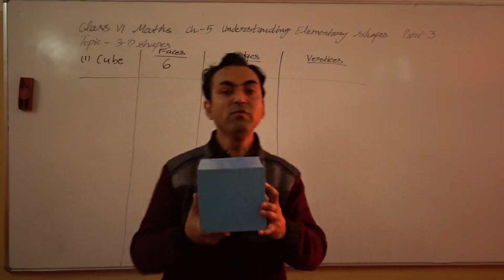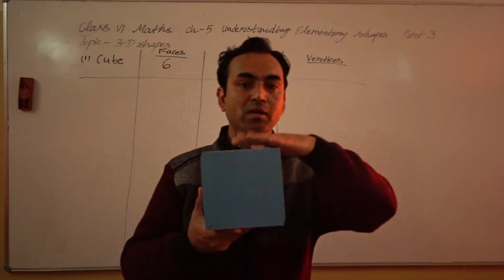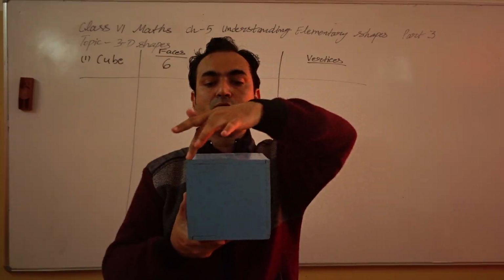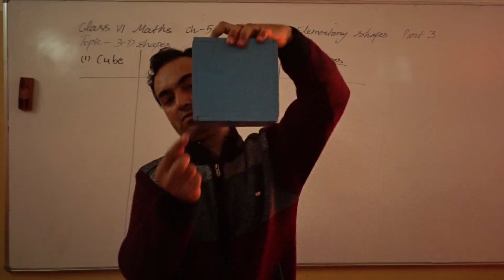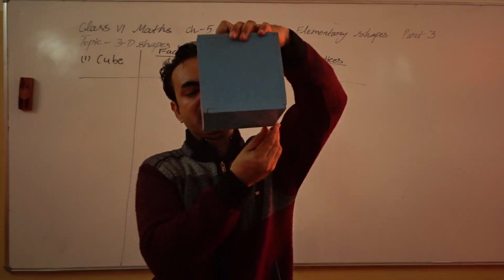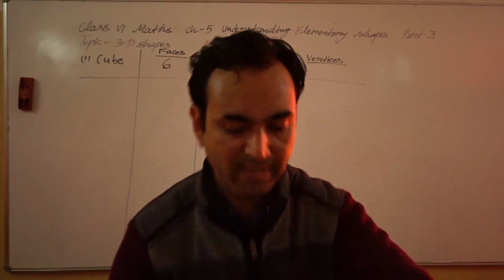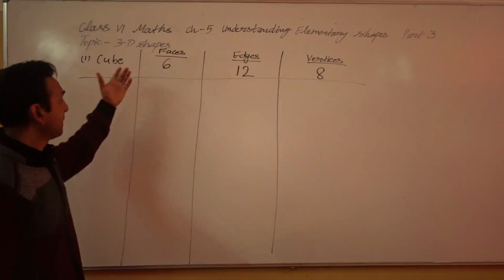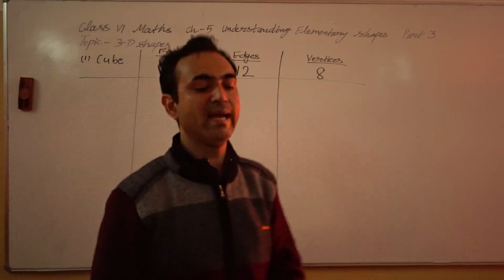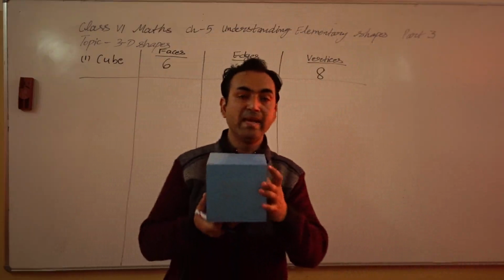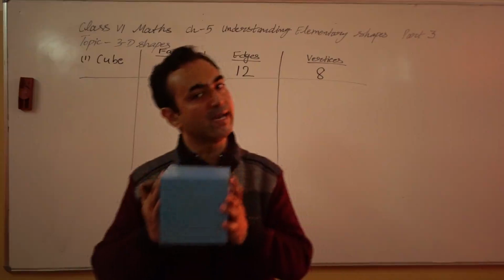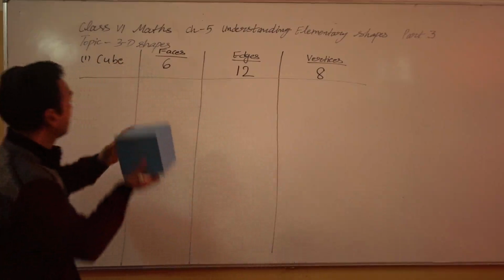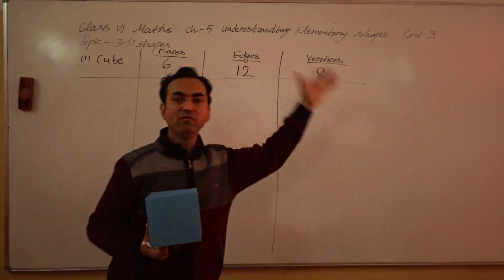Now we will count the number of vertices in the cube. 1, 2, 3, 4. Now 5, 6, 7, 8. Total 8 vertices in the cube. So we have understood the basic shape, the cube. A cube means all the faces of this shape are square. We have counted the number of faces, edges and vertices.